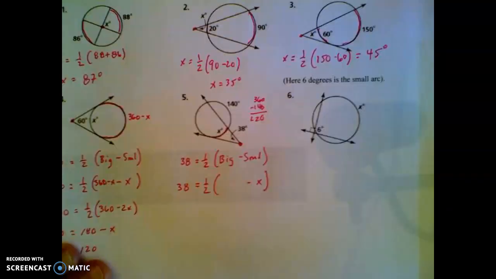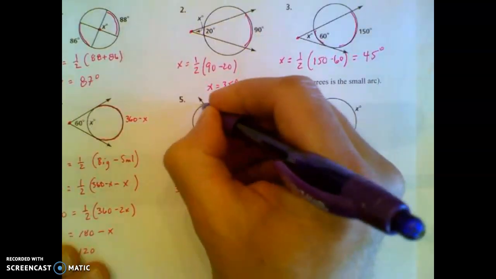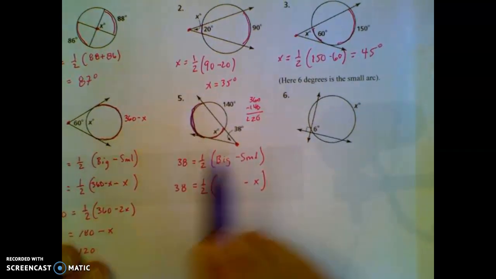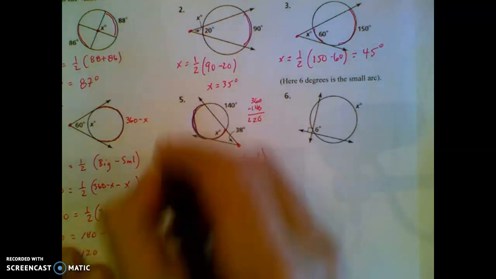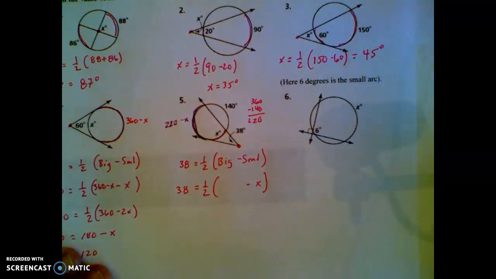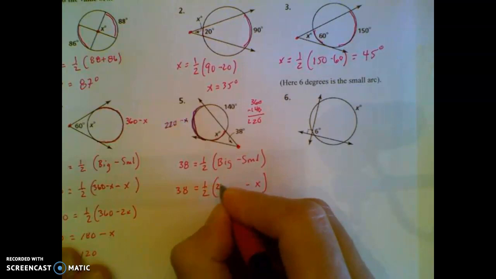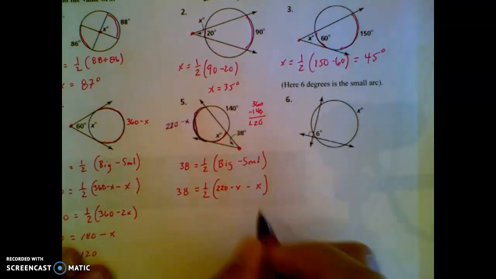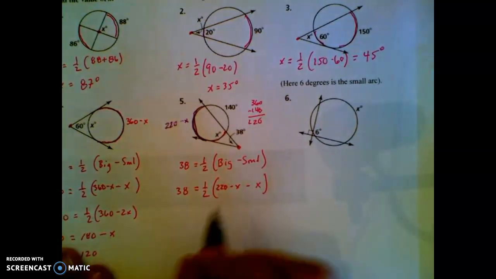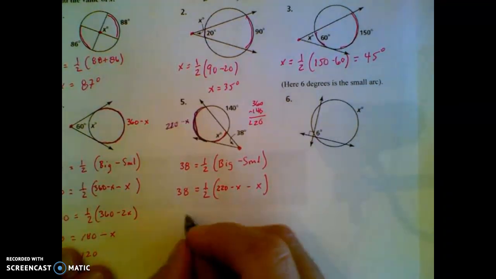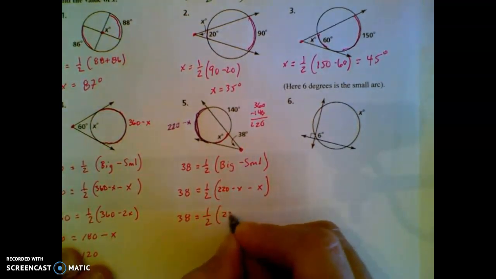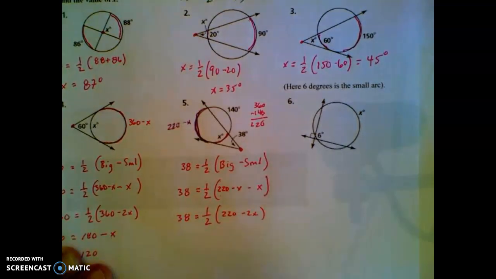And again, only part of that arc I want is this part right here. So of that 220, I'm only interested in that because that's the big arc. So I would take the whole thing and then subtract out that x. So this would be 220 minus x, which turns out to be my big arc. So this is the big arc, this is the little arc. Again, two negative x's makes negative 2x. So that's 38 is equal to 1/2 of 220 minus 2x.